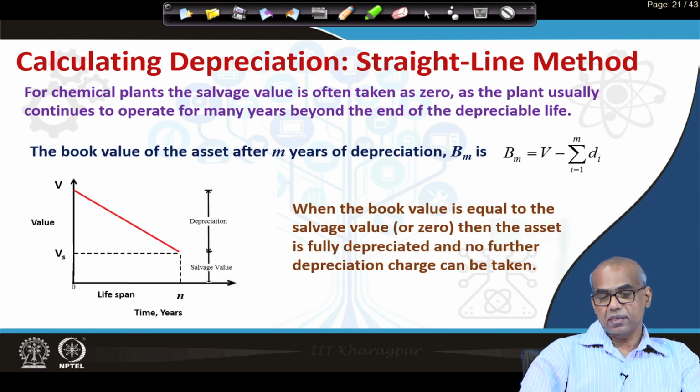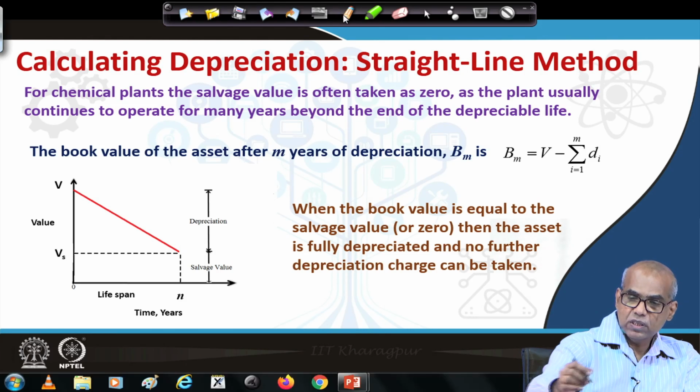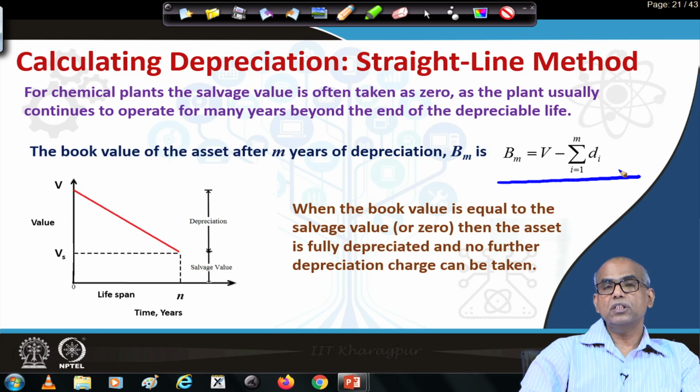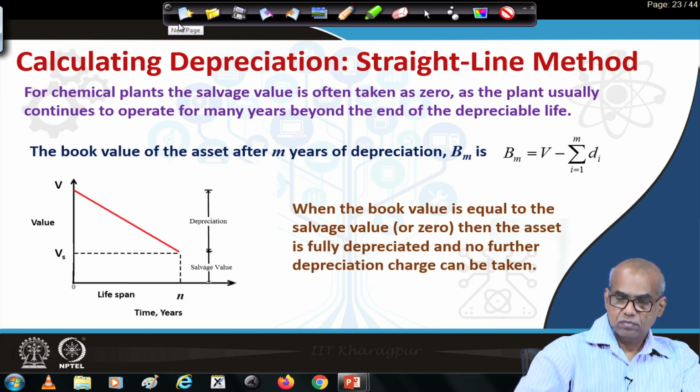The book value of the asset after m years of depreciation will be the original cost or original investment minus the total amount of depreciation that has been charged up to the mth year. When the book value is equal to the salvage value or 0, then the asset is fully depreciated and no further depreciation charge can be taken. It is then completely written off or paid off.